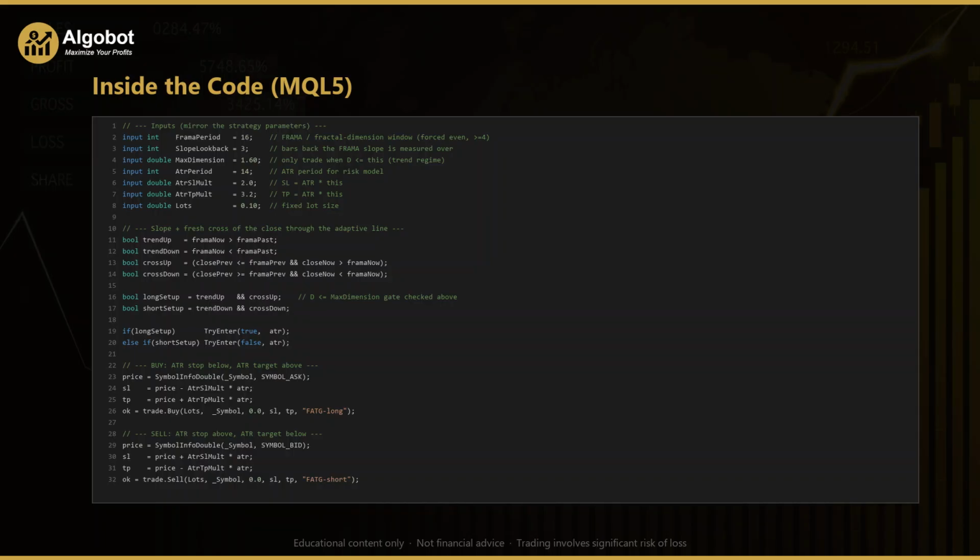Now look at the 2 order blocks. For a buy, the price is the ask, the stop loss is set at ATR times the stop multiplier below entry, and the take profit at ATR times the target multiplier above entry, before calling trade.buy. For a sell, the price is the bid, and those 2 distances simply flip sides before calling trade.sell. Both sides are symmetric and fully ATR-driven.